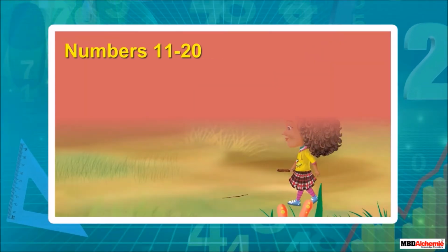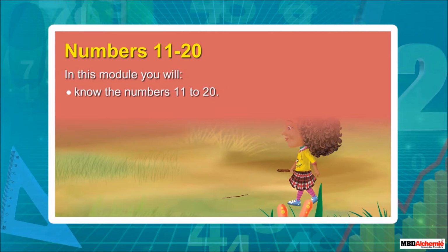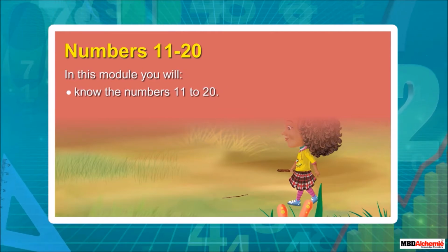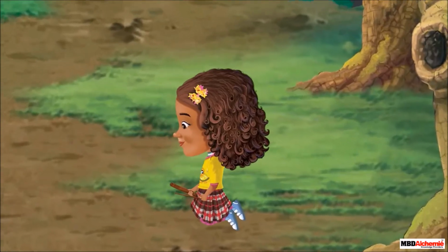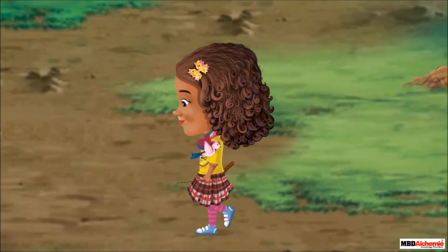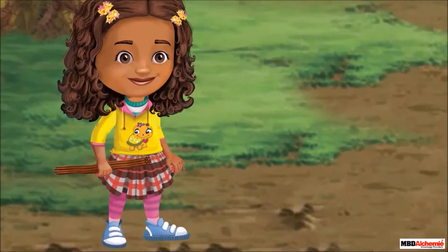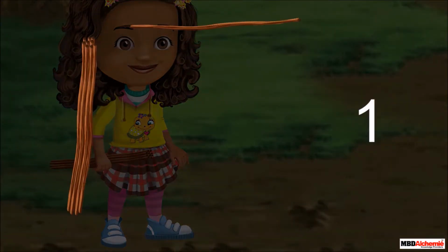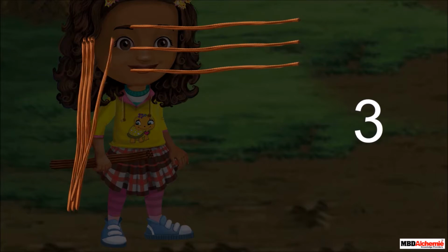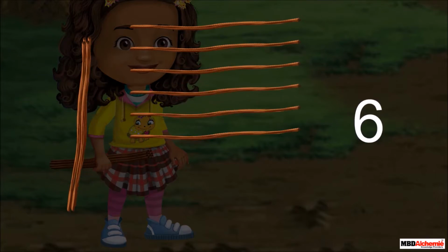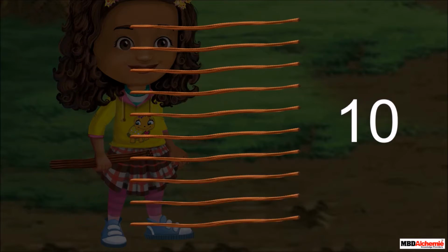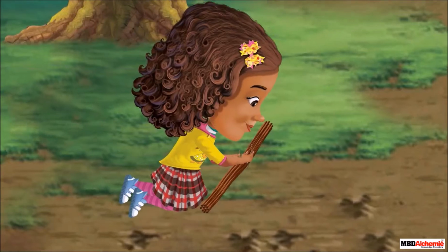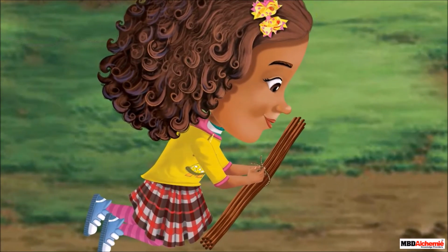Numbers 11 to 20. In this module, you will know the numbers 11 to 20. Sophie is looking for sticks for her project. She has collected some. She has collected 1, 2, 3, 4, 5, 6, 7, 8, 9, and 10 sticks. She had tied them with a thread to make a group of 10.